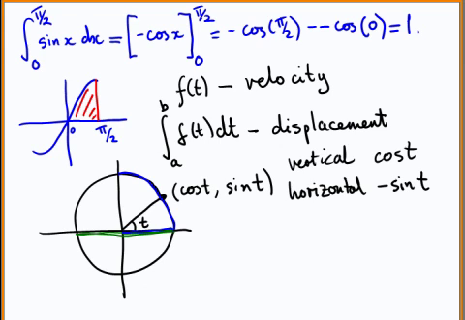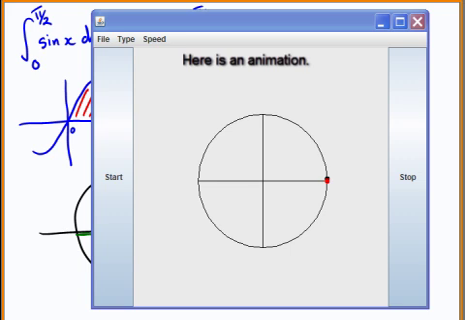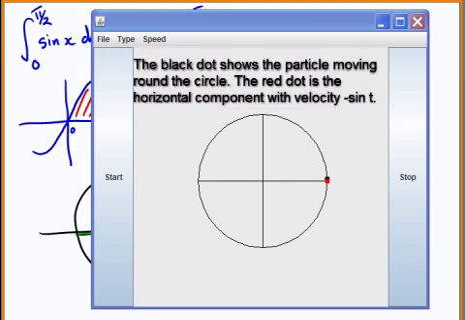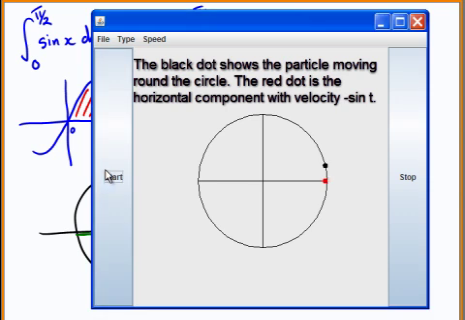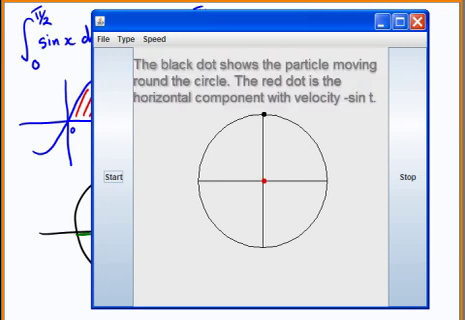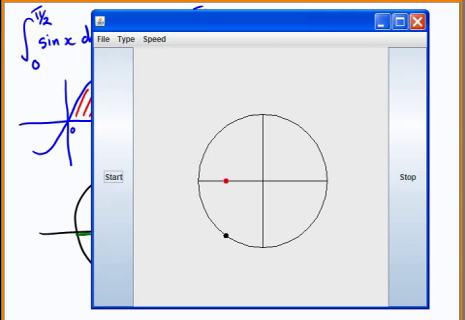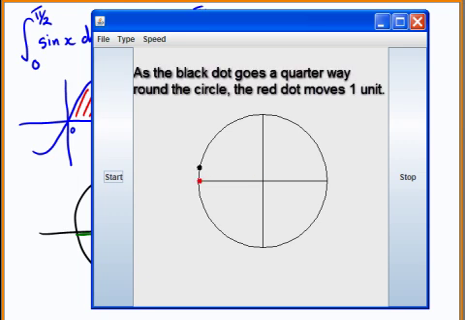Let's see how that will work with an animation. The animation will show us a particle going around the unit circle with constant angular velocity, and at the same time its horizontal component of that particle. The horizontal component is the red dot, the particle is the black dot. And as you can see, as the black dot goes round 1/4 turn, the red dot covers 1 unit, the radius of the circle.